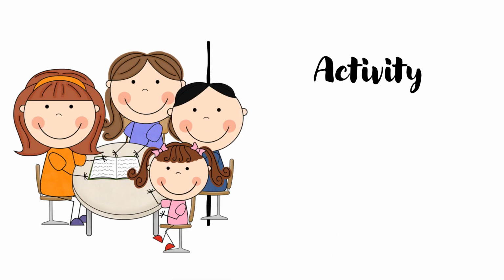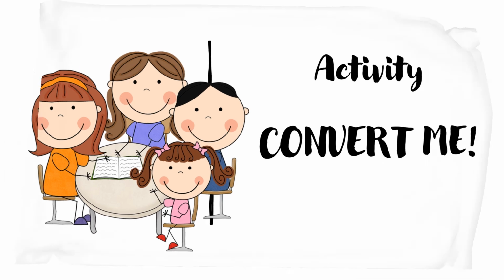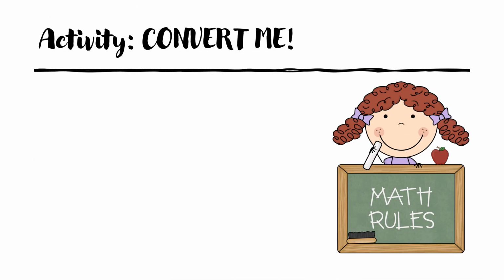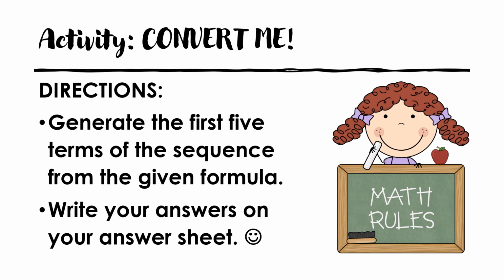Now, to prove that you have learned something in our lesson, let us have some activity. And the activity is entitled Convert Me. To answer the activity, let us have some math rules. Directions. Generate the first 5 terms of the sequence given the formula. Write your answer on your answer sheet.